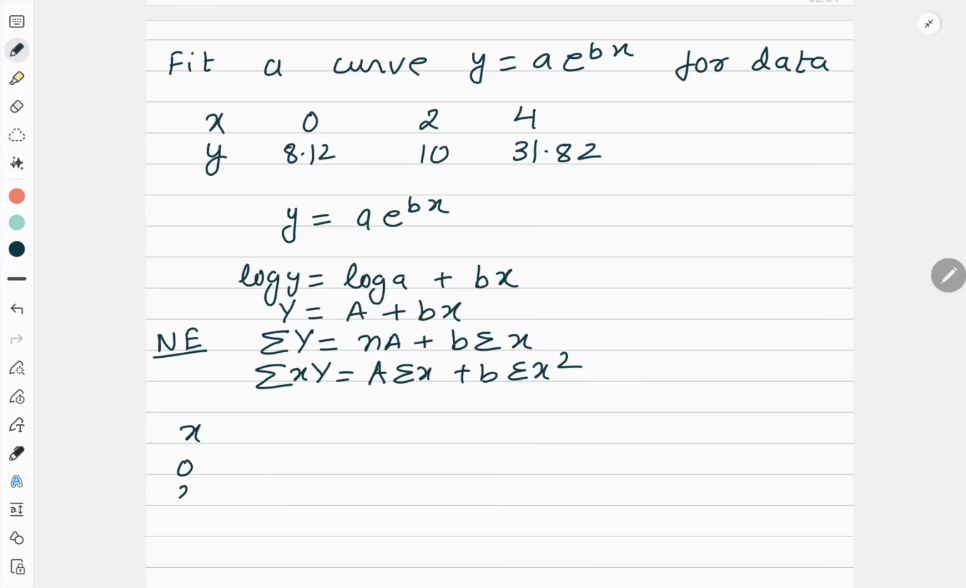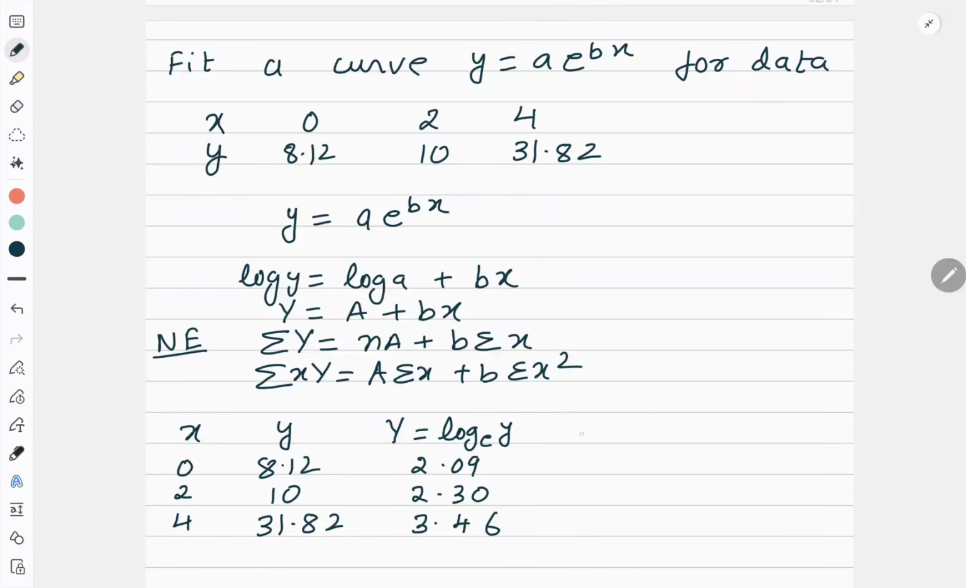Now let us make the table. x is 0, 2, 4. y is 8.12, 10, 31.82. Correct? Now I'll make capital Y, which is nothing but log e y. So you have to take base e, or ln, in your calculator. Remember this, this is a common mistake students make. 2.09, 2.30, 3.46. Then I'll make xY. So xY is 0, 4.60, 13.84. Then I'll make x square: 0, 4 and 16.